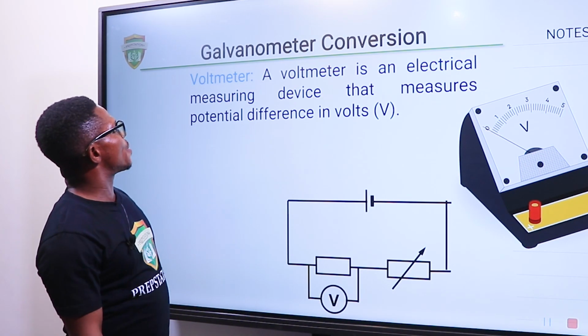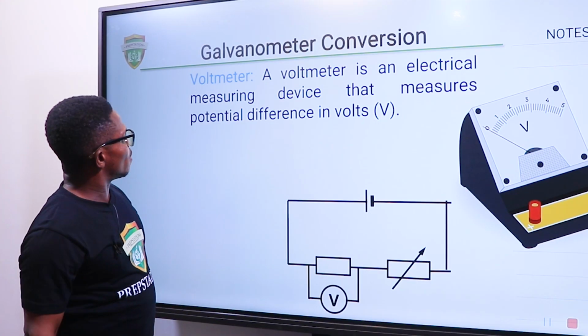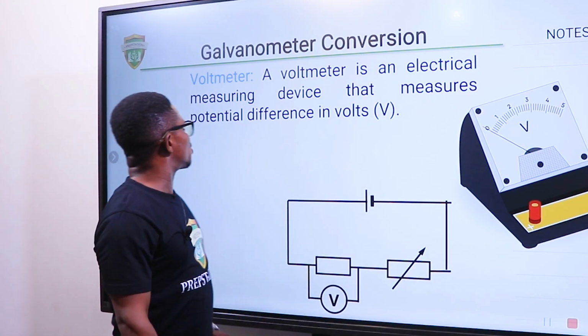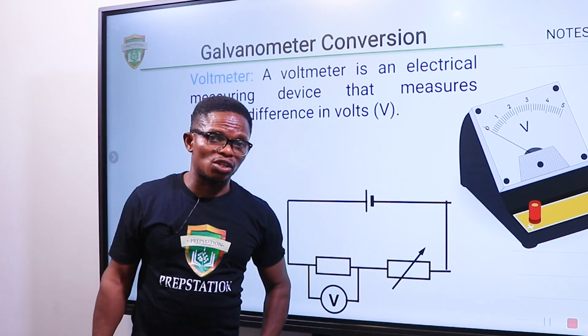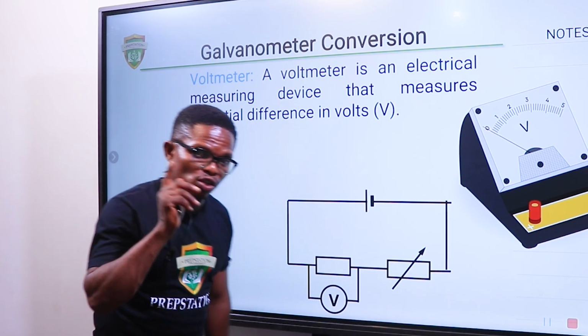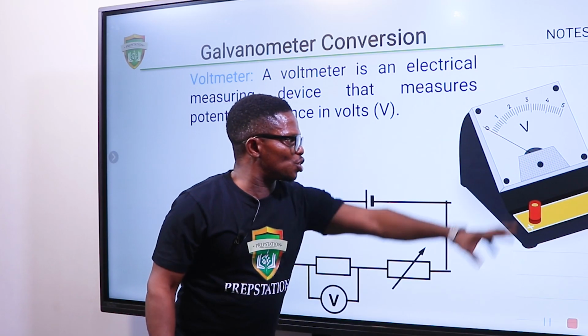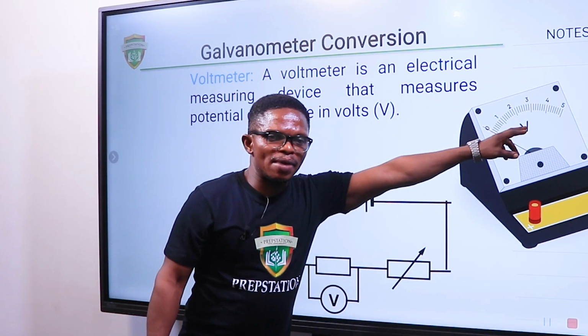Okay, let's look at another one. Voltmeter. A voltmeter is an electrical measuring device that measures what? Voltage. So if you go to your physics lab again, check to see a device with the label V.